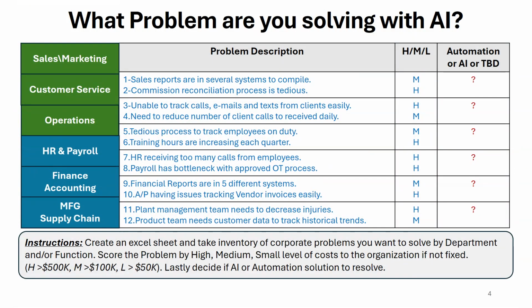Identify the operational problems you want to solve with AI across departments such as HR, sales, finance, manufacturing, supply chain, and customer service. Take inventory in an Excel sheet, score the problem by cost impact, and decide if AI or automation is the right solution.